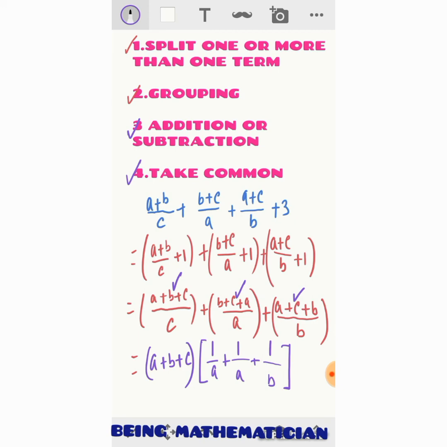I think this video eliminates your fear of grouping factorization. It gives a complete idea of grouping type of factorization. So be versatile. Good luck.